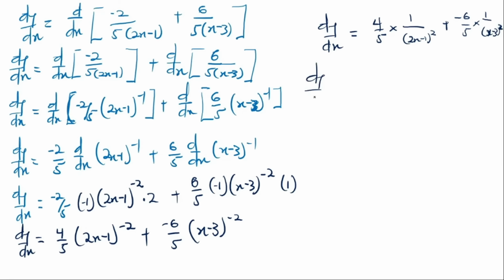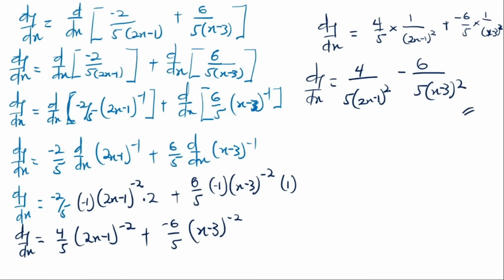So our dy/dx, rewriting this in a more suitable way, will become 4 on 5 into bracket 2x minus 1 all squared, then minus 6 on 5 x minus 3 squared, as our final answer for differentiating example number 2.